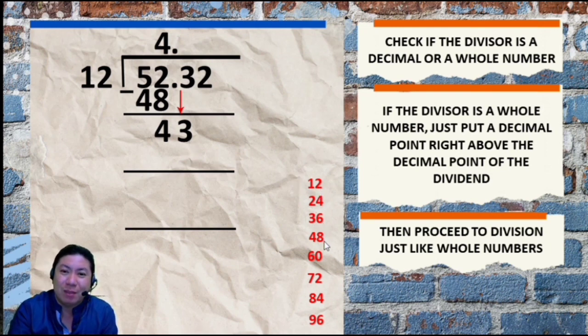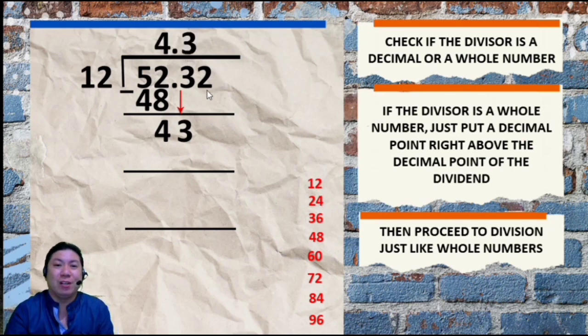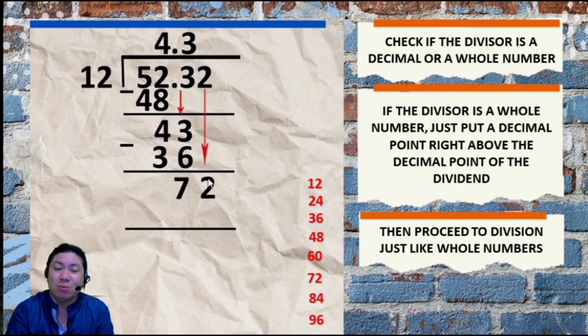So, what is that? Can we still use 4? 1, 2, 3, 4. That gives us 48. So, hindi. No? So, the answer is 36 and that is 1, 2, 3, 3. Very good. Now, 3 times 12 is 36. 43 minus 36 is 7. Bring down 2. Now, we are looking for 72.